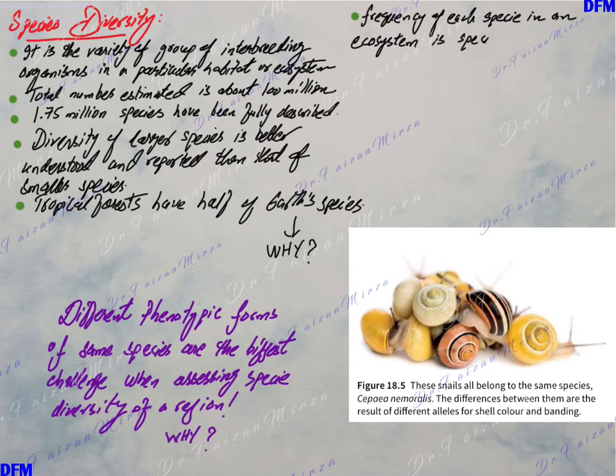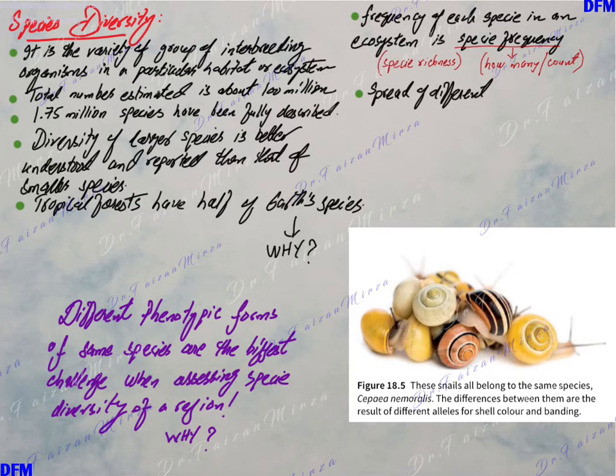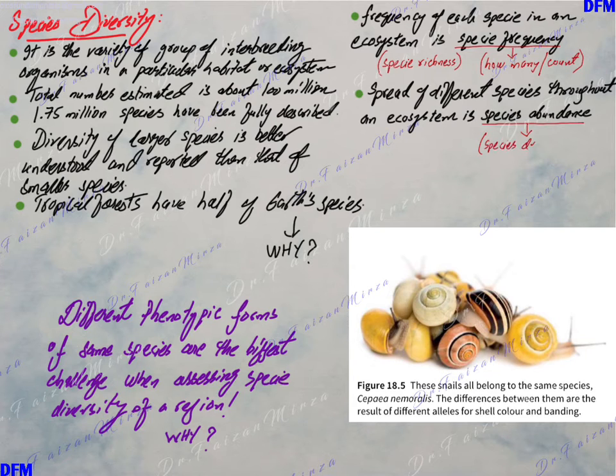Frequency of each species in the ecosystem is defined as the species frequency. That means how many, and you need to count those. This also means species richness. The spread of different species throughout an ecosystem, that means per unit area, is called species abundance. And with that we refer to species density as well, because here the abiotic and biotic factors will be the ones which will be governing it.